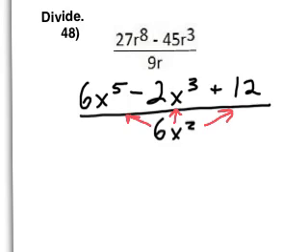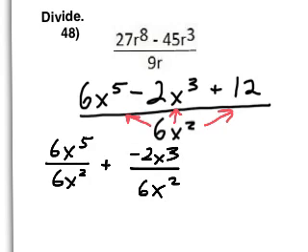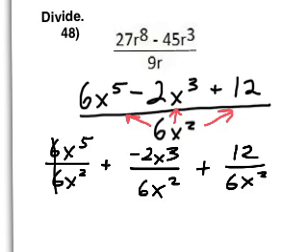Okay, so here it goes. We're going to make this 6x to the 5th divided by 6x squared, plus a negative 2x to the 3rd divided by 6x to the 2nd power. And then we have plus 12 divided by 6x 2nd power. Okay, so we can do them one at a time. These 6's are going to cancel out. Here we have 5 x's and 2 x's.